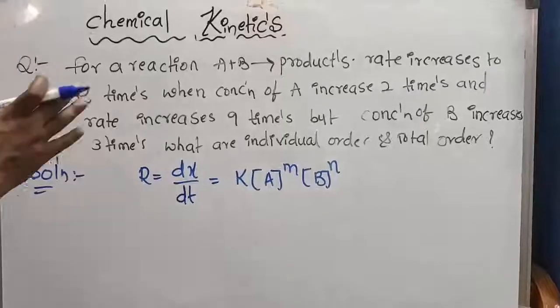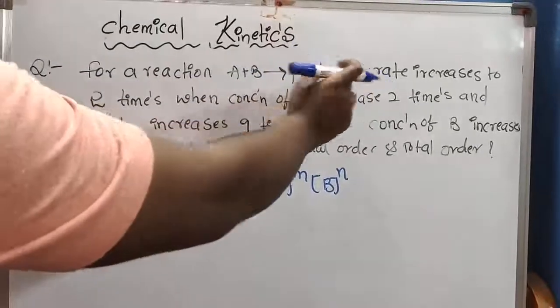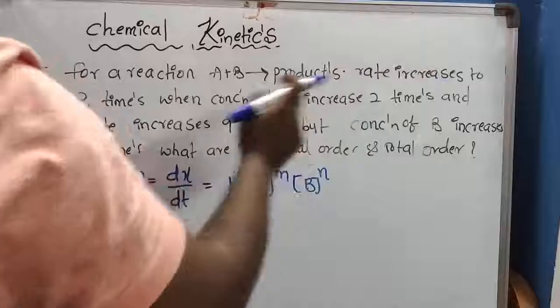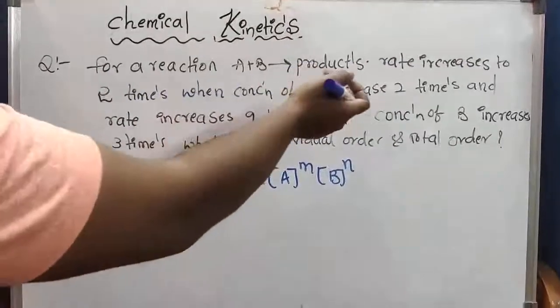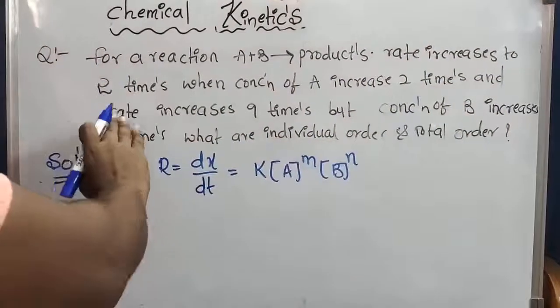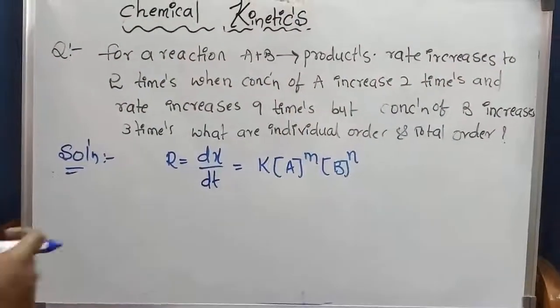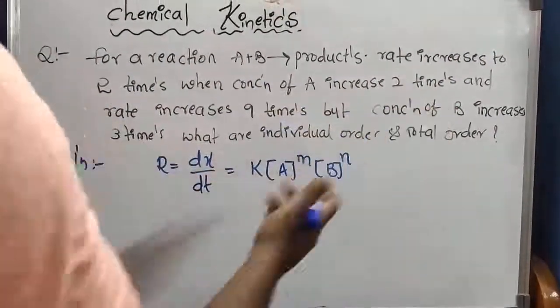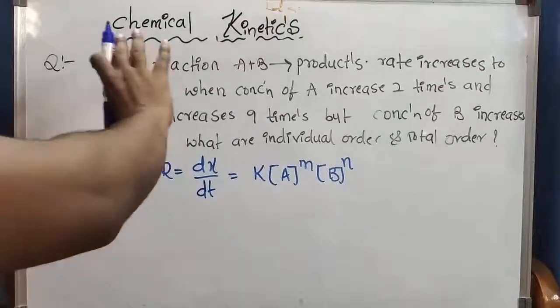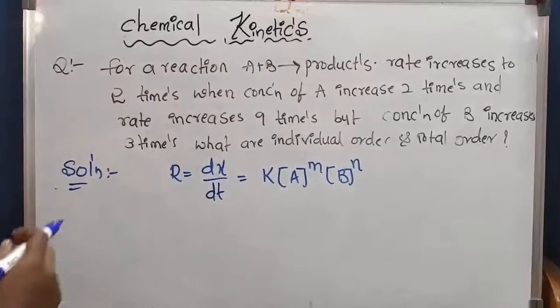Next question is, for a reaction A plus B gives rise to product, the rate increases 2 times when the concentration of A increases 2 times, and the rate increases 9 times when the concentration of B increases 3 times. What are the individual orders and the total order? So very easy. The question looks big, but the answer is very easy.